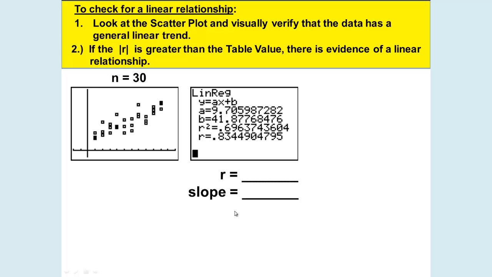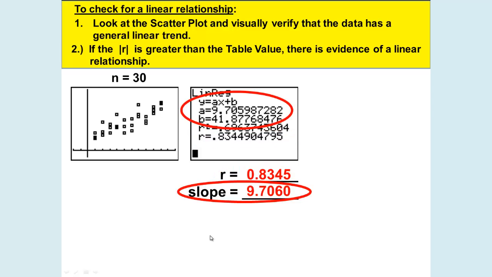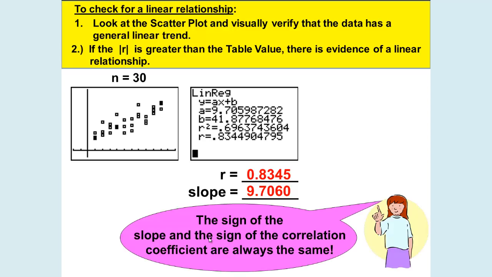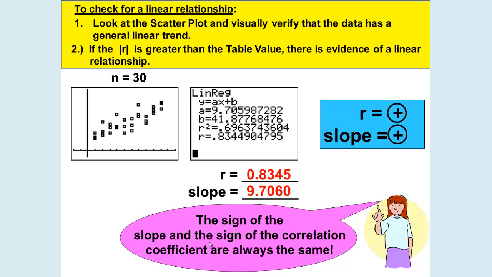We need to find our R and our slope. Our R is given in this case as 0.8345. Again, Mrs. Borlaug is rounding to 4 places. Please round to whatever your teacher tells you to round to. Different teachers use different rounding rules. Our slope in this case is 9.7060, and that gives us a positive slope and a positive R value. The sign of the slope and the sign of the correlation coefficient are always the same. Our R is positive and the slope is positive.